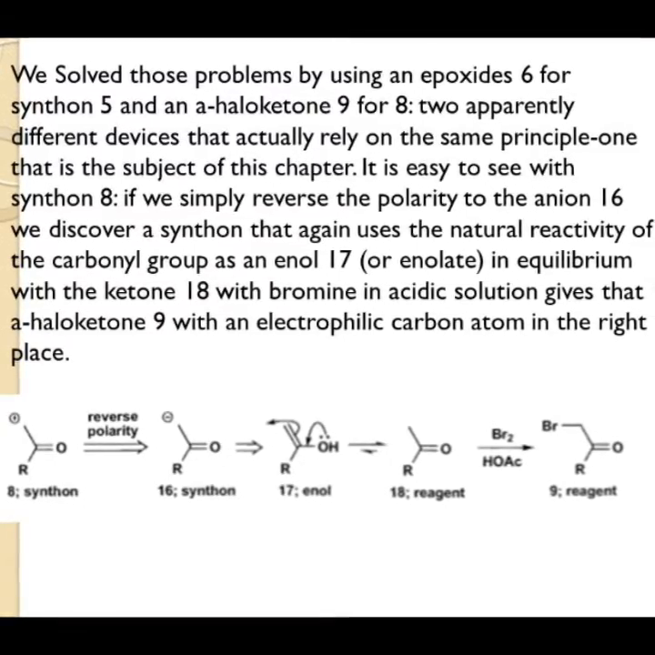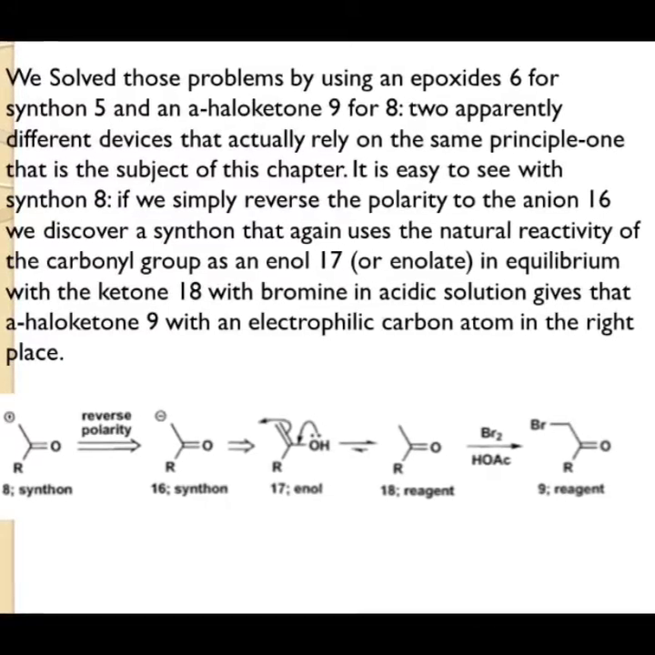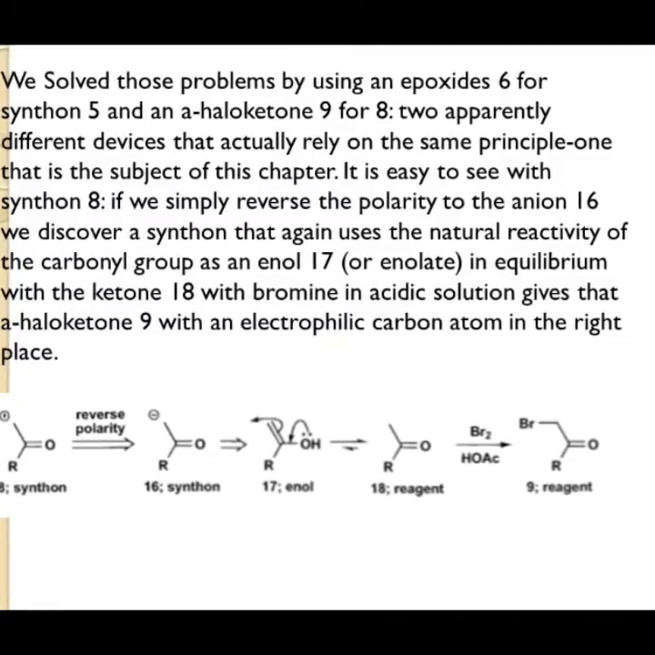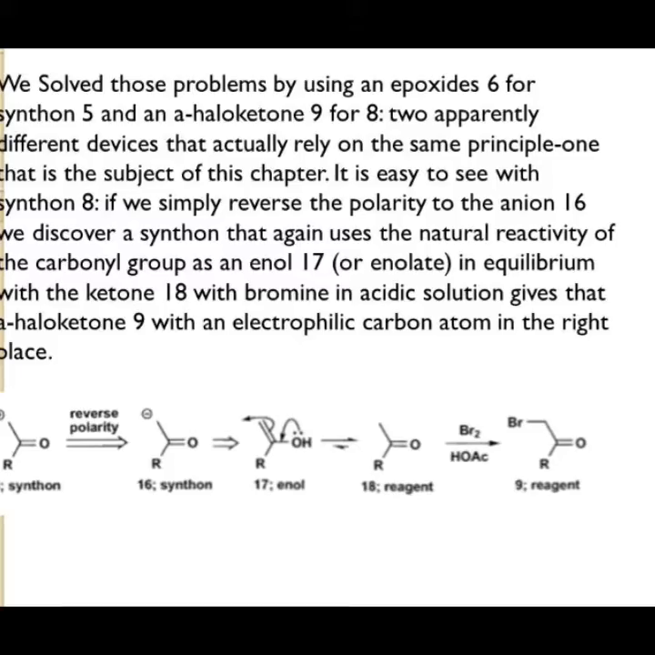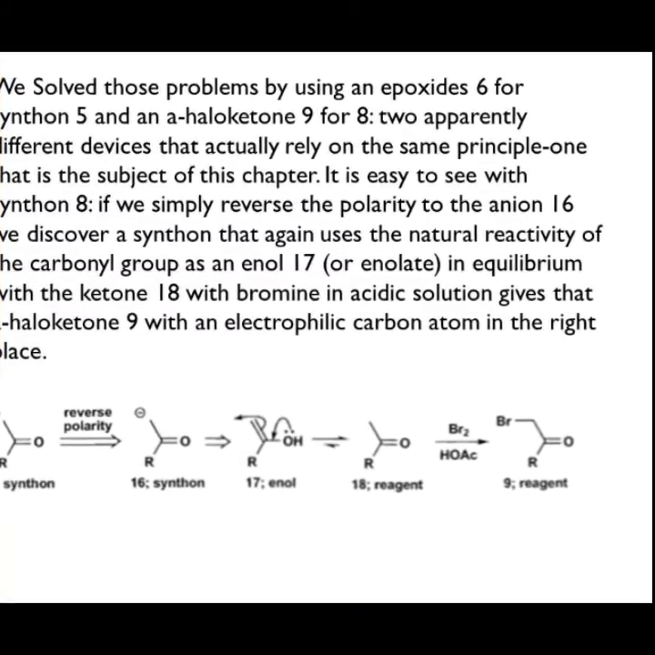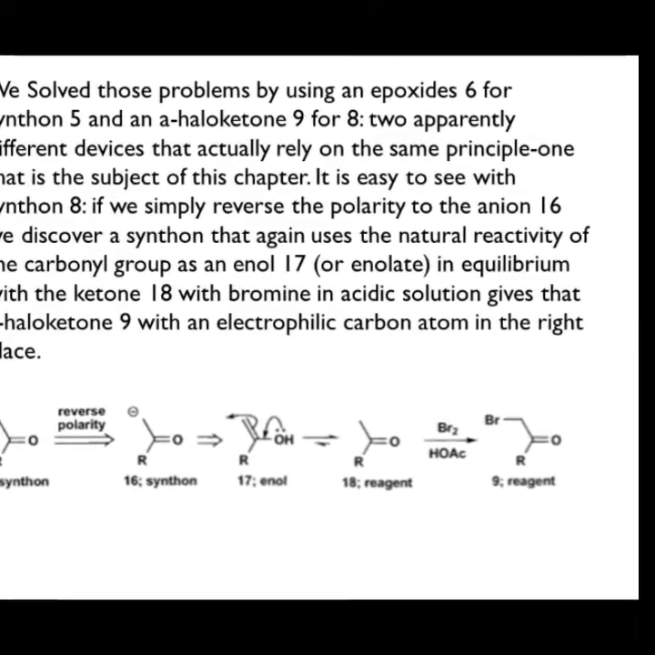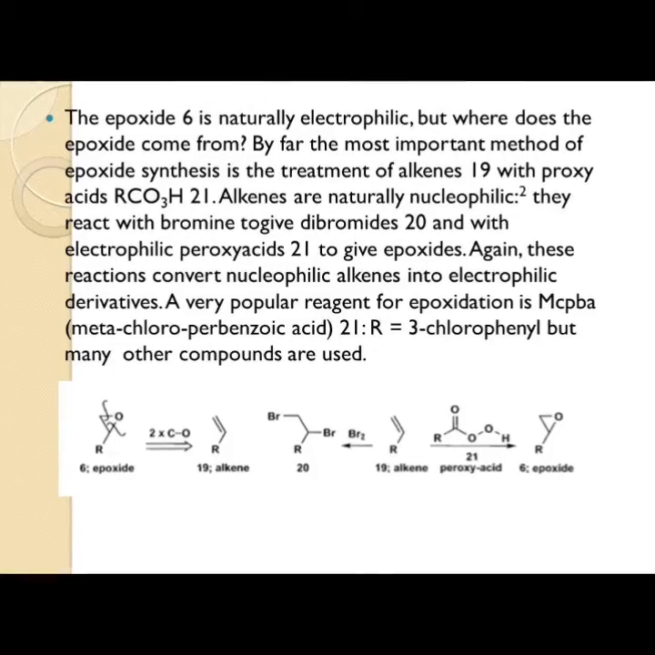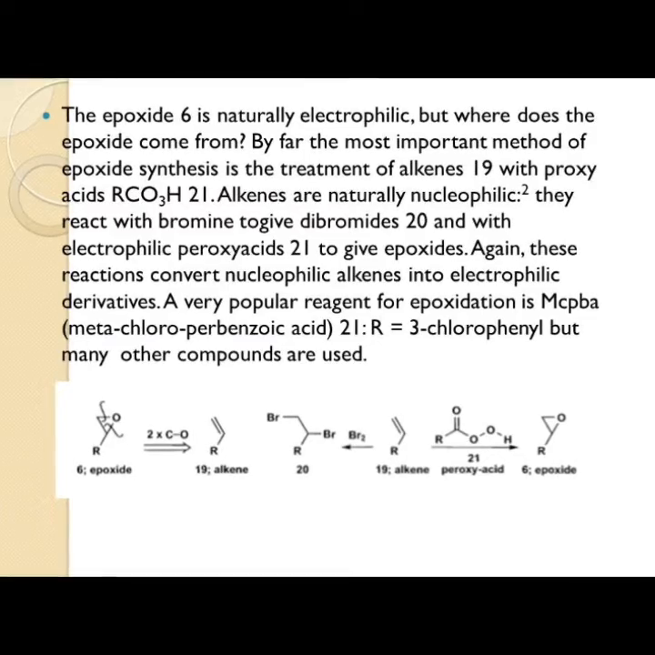It is easy to see with synthon 8. If we simply reverse the polarity to the anion 16, we discover a synthon that again uses the natural reactivity of the carbonyl group as an enol 17, or enolate, in equilibrium with the ketone 18. Treating it with bromine in acidic solution gives the haloketone 9 with an electrophilic carbon atom in the right place. The epoxide 6 is naturally electrophilic, but where does the epoxide come from?